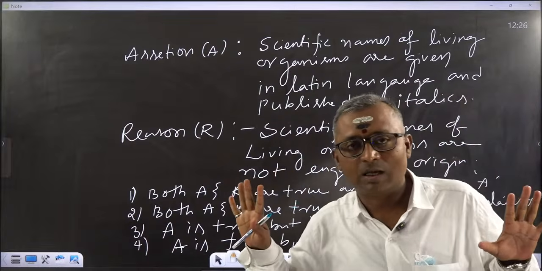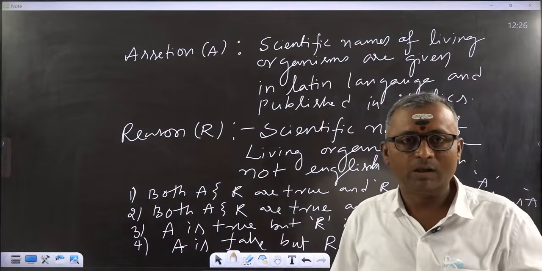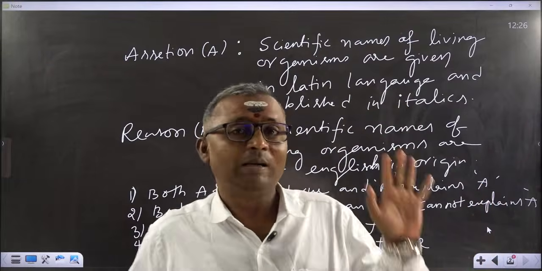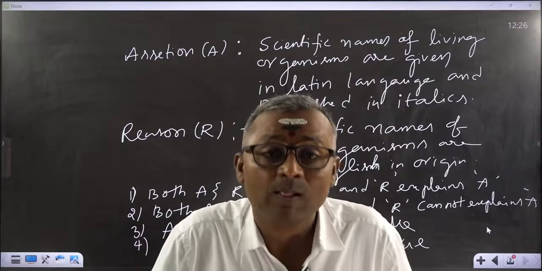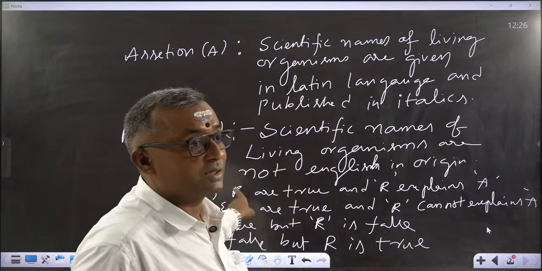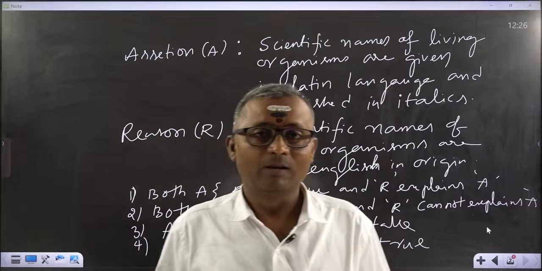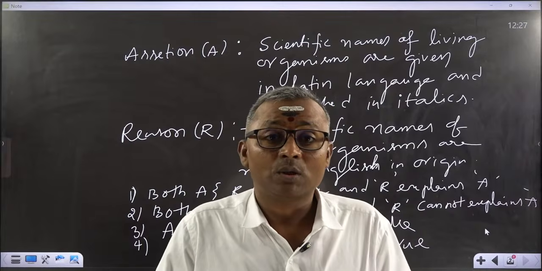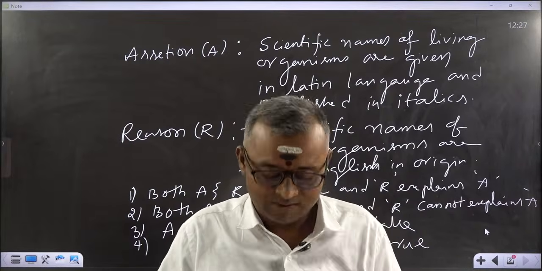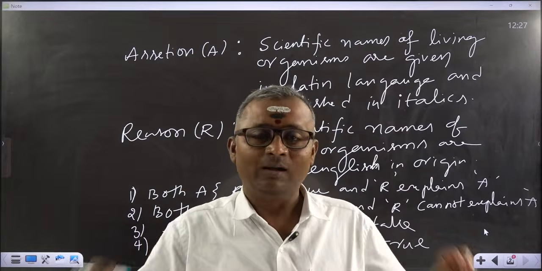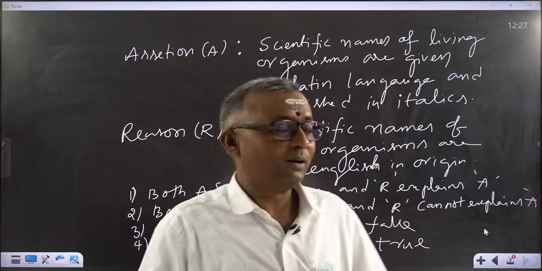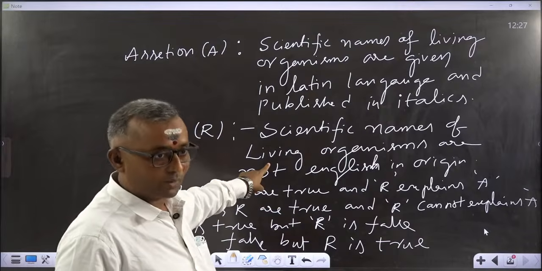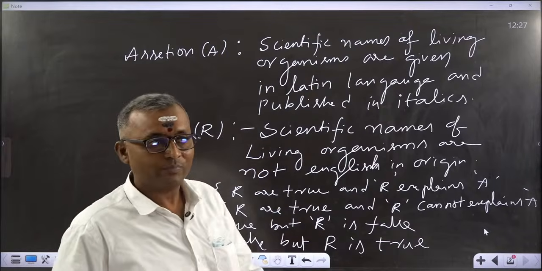So assertion region type of question is one kind of question which usually appears in our NEET, and these are the most important type of questions because many students lose their marks in them. Remember, whenever you read an assertion and region type of question, you should not get excited. First read the assertion carefully, then the region carefully, then correlate whether the region given in the second part is explaining the assertion or not. That you have to find.